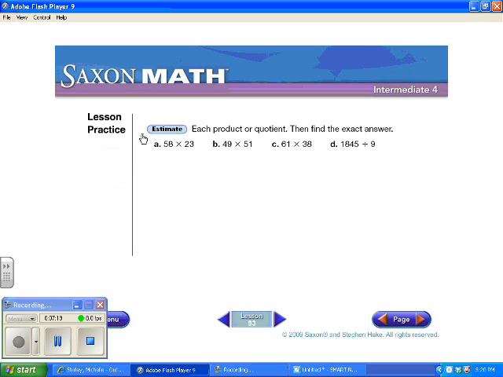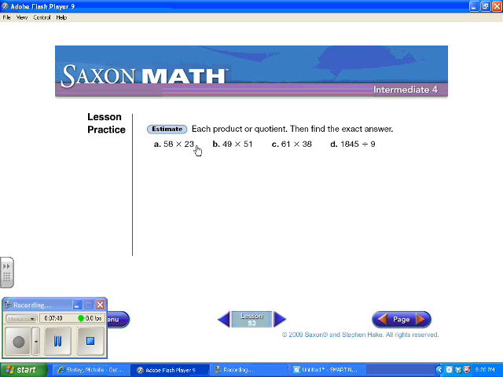Okay, here's some lesson practice. I would love for you to get some scrap paper and work each of these. It says you have to estimate each product or quotient first. And if you can do that mentally and then write down your estimate, then find each exact answer, that would be awesome. So let's look.